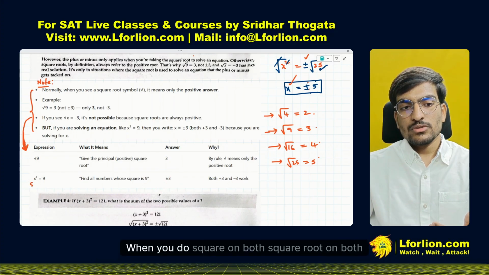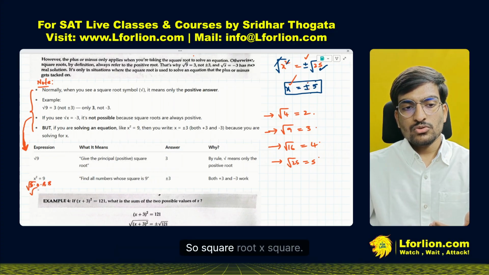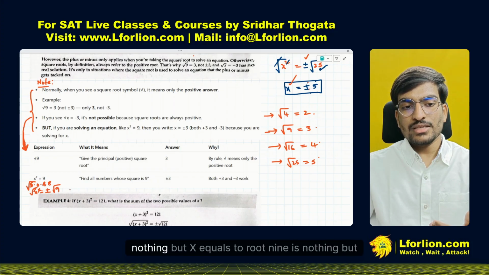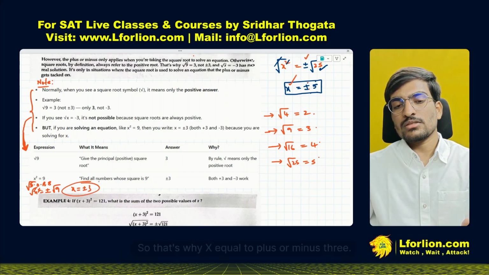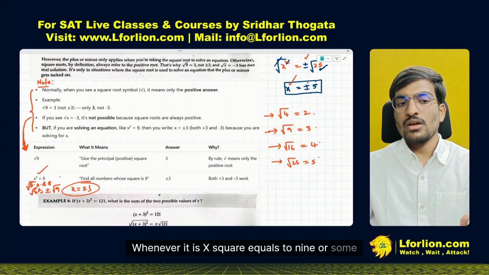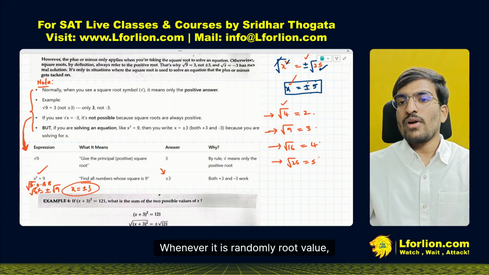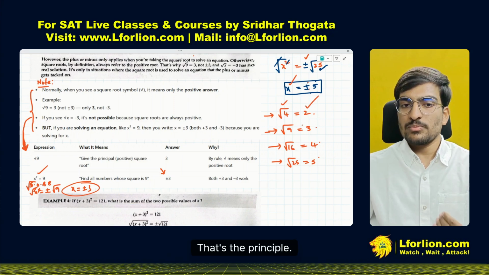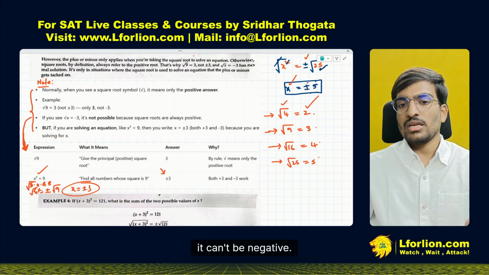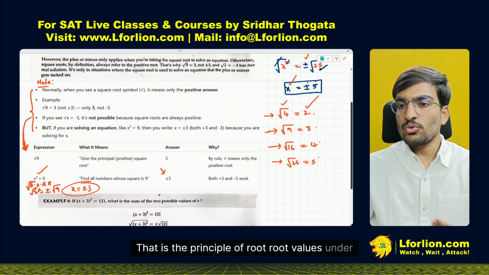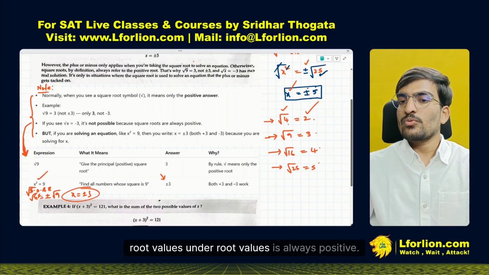Solve this. When you do square root on both sides, square root of x squared, whenever you do square root, it is plus or minus root 9. So the square root is out, and root 9 is nothing but 3. So that's why x equals plus or minus 3. Whenever it is x squared equals 9 or some other value, you get a plus or minus value. Whenever it is just a root value, that must be a positive value. That's the principle. It can't be negative. That is the principle of root values: under root values is always positive.